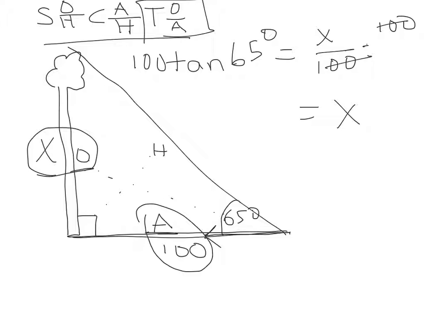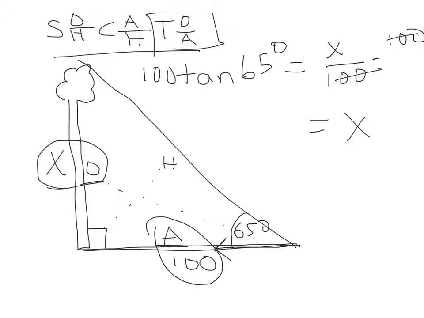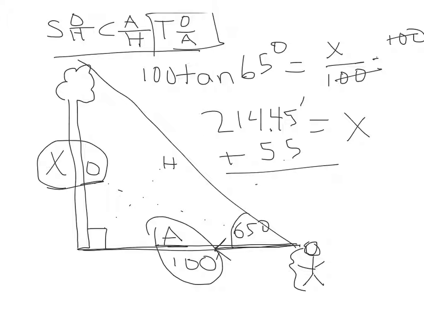So when I do that, I get 214.45. And make sure you use units, in this case feet, because I had said I walked out 100 feet. Don't forget, if you've really used an instrument to measure the angle to the top of the tree, you need to add in your height. Let's say I'm 5.5 feet tall, in order to get the true height of the tree.